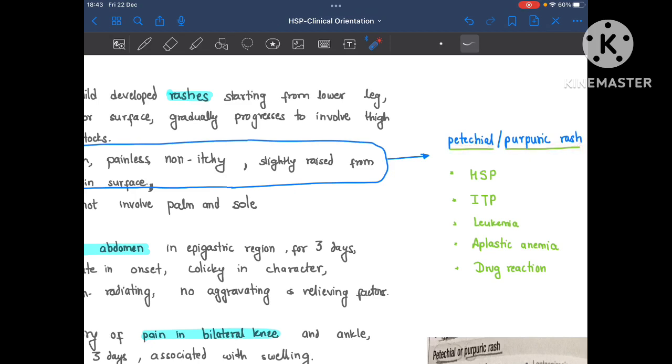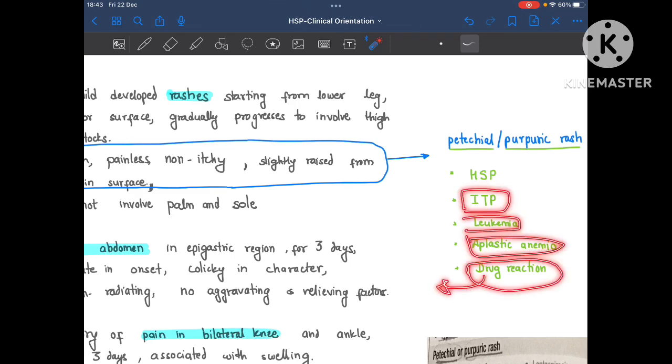Now, how is a petechial or purpuric rash formed? It is formed by the deposition of extravasated RBCs outside the blood vessel, not within the blood vessel. RBCs have extravasated outside the blood vessel and deposited here. This produces the petechiae or purpurae. What could be the differential for petechiae or purpurae? One is Henoch Schonlein purpura, our today's topic. Others are immune thrombocytopenic purpura, leukemia, aplastic anemia, and drug reaction.